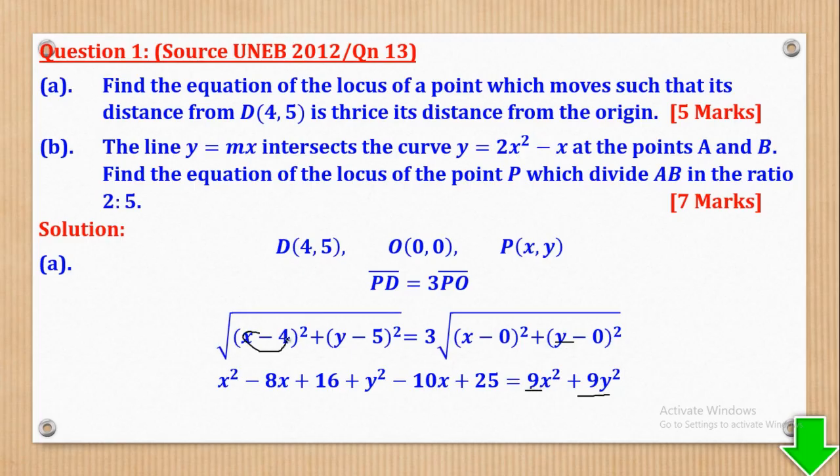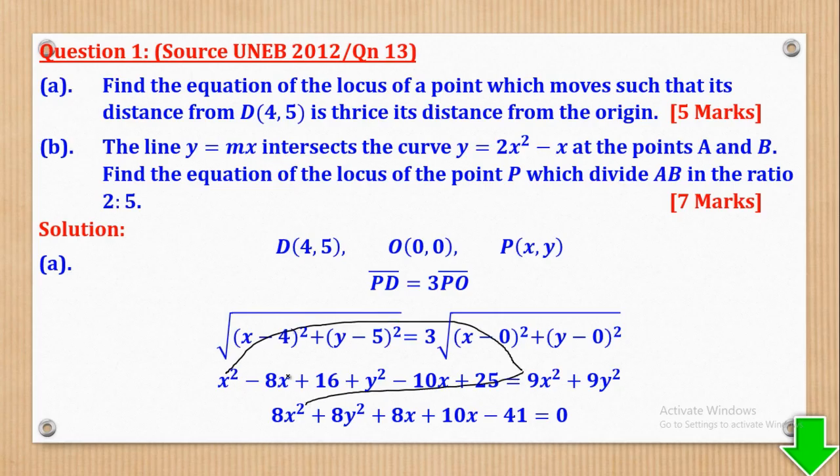Then here, when I expand this, I'll come up with this. Then when I expand this, I'll come up with this. So next is to simplify and collect like terms. So when I take this one this side, it becomes 8x squared. Take this one this side, it becomes 8y squared. Take this one this side, it becomes positive. Take this one this side, it also becomes positive. Then this and this, add them and take them this side, it becomes negative.